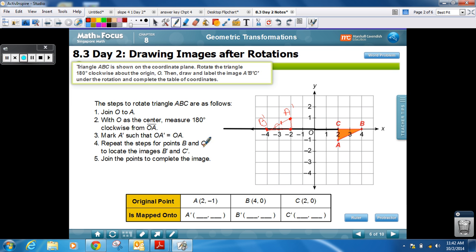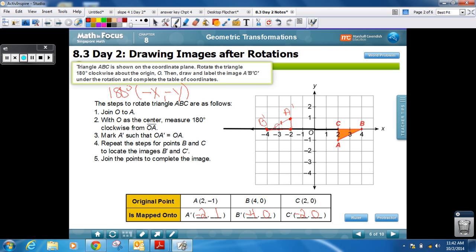They would rather remember that a 180 degree rotation, if we look back at our notes, does the opposite of X, the opposite of Y. So if I look down here, the opposite of X is -2, the opposite of Y is 1. B would be the opposite of X is -4, the opposite of 0 is just 0. The opposite of 2 is -2, the opposite of 0 is 0.